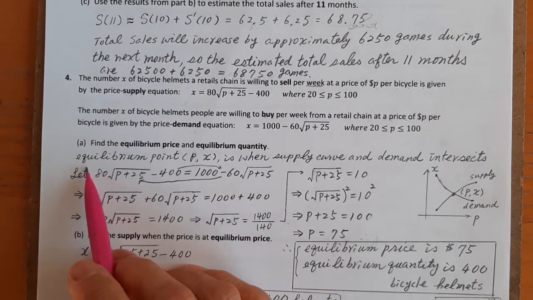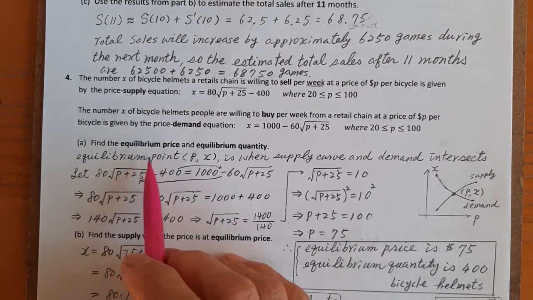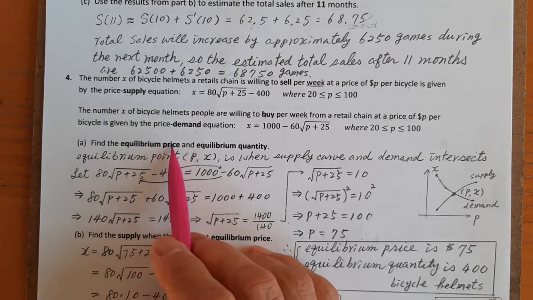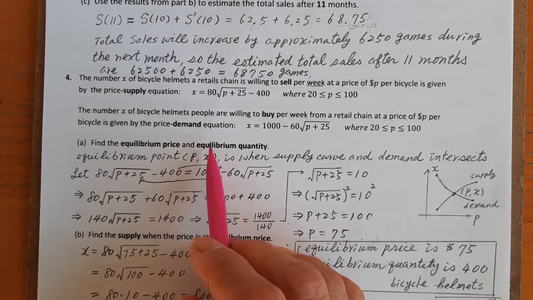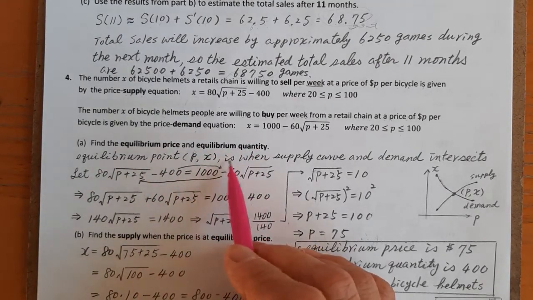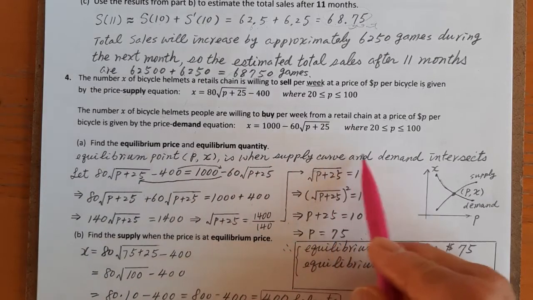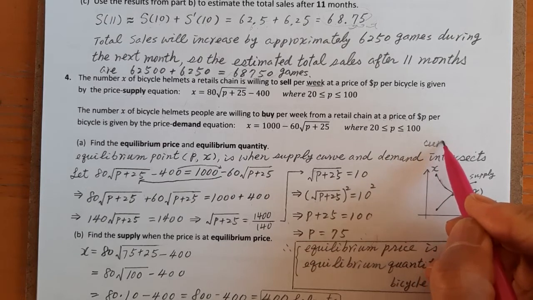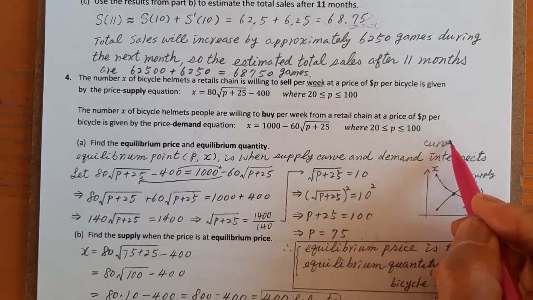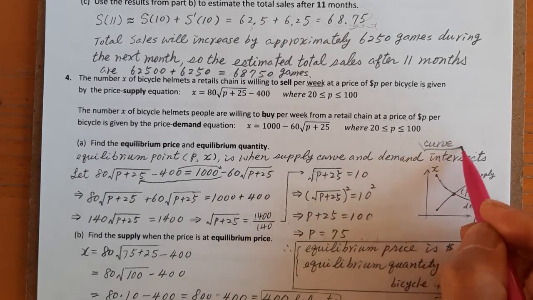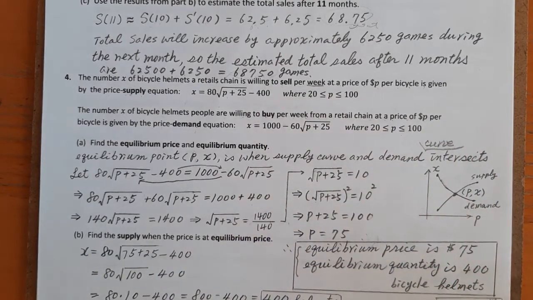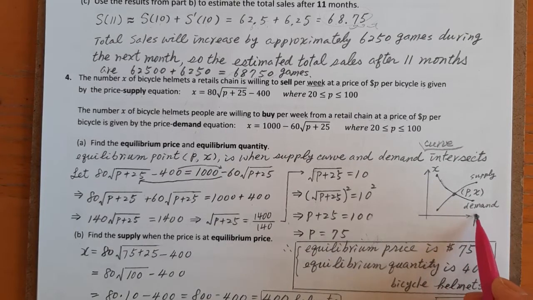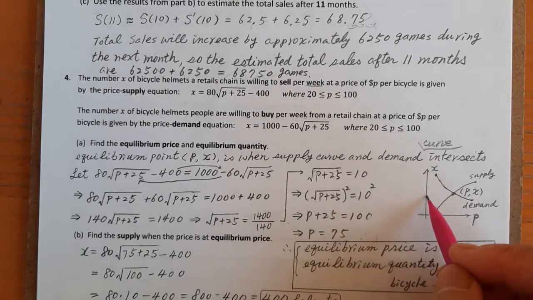So the equilibrium point: P is the equilibrium price, comma X, X is the equilibrium quantity. It is where the supply curve and the demand curve intersect. The intersection point is going to be like this graph, and the horizontal axis is P, the price. The vertical axis is X.